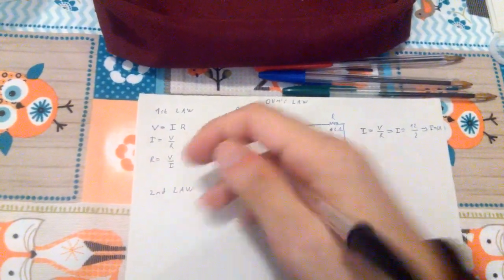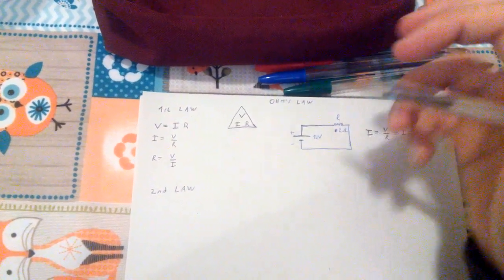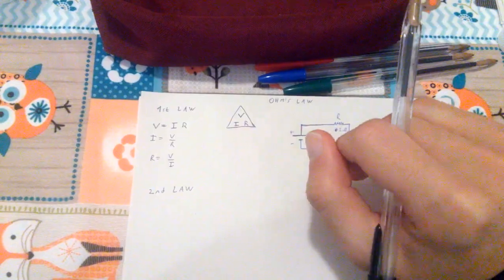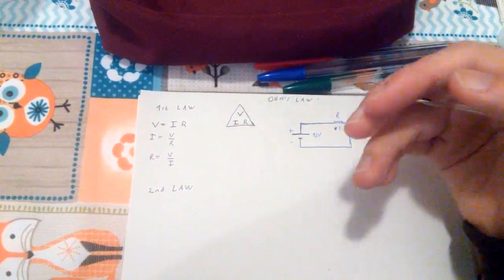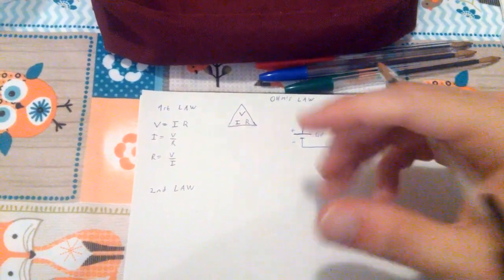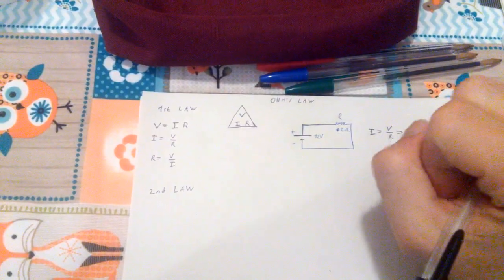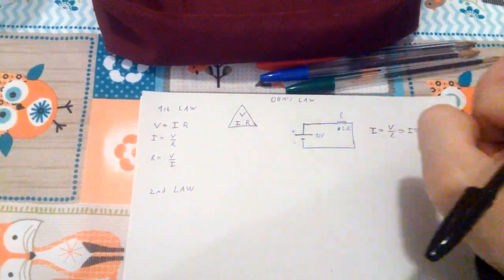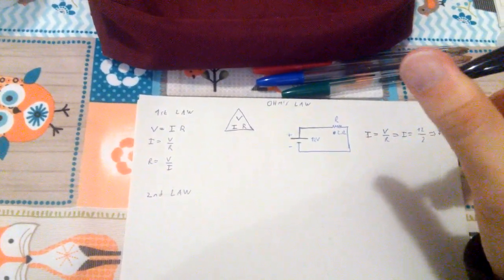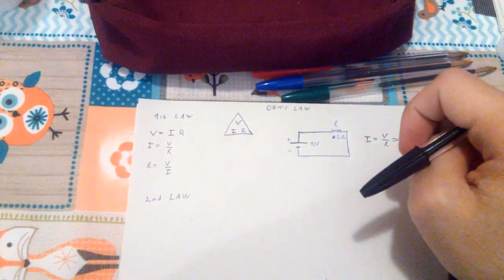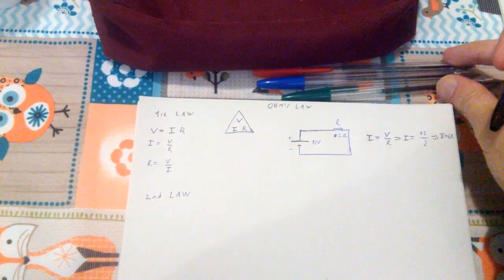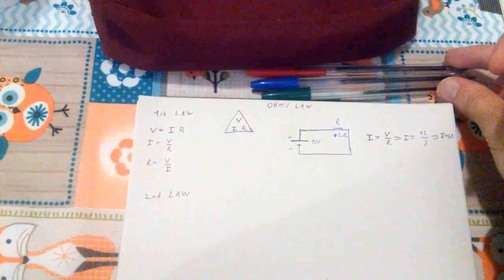So for instance, we know what a resistor is. This is a resistor, but we don't know what the resistance is. We know that the resistance is something that opposes the flow of current. We have defined the flow of current as electrons flowing, and we know that 1 ampere is basically 1 coulomb flowing in 1 second.